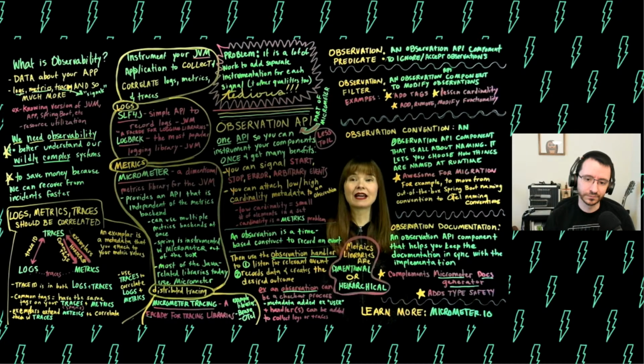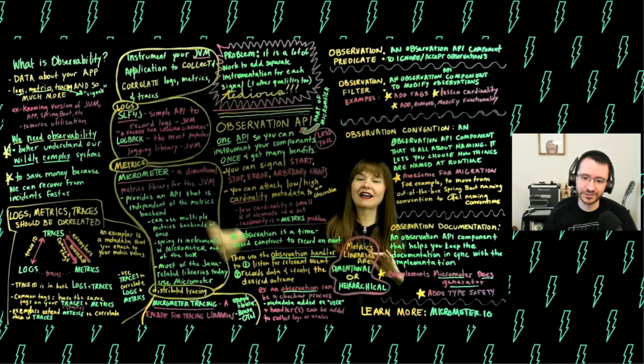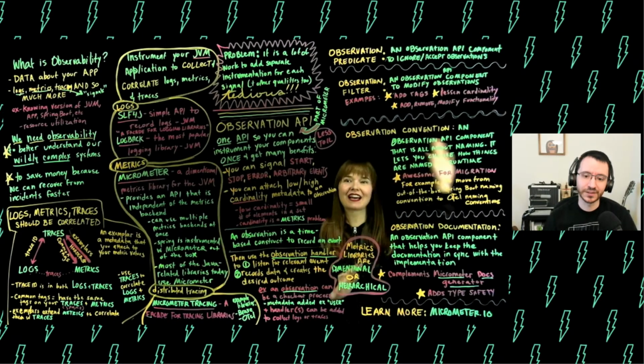Then the third observation API component we talked about is an observation convention that's all about naming. So it helps you choose how things are named at runtime. So it's awesome for migration. We talked about an example where a Spring application out of the box has the Spring Boot naming convention, and maybe you want it to be instrumented with OpenTelemetry. So you can just change it to the OpenTelemetry naming convention. Or your own naming convention that your company has. Yeah. So you can easily change that. You don't have to go through the instrumentation itself. You can add the observation convention.